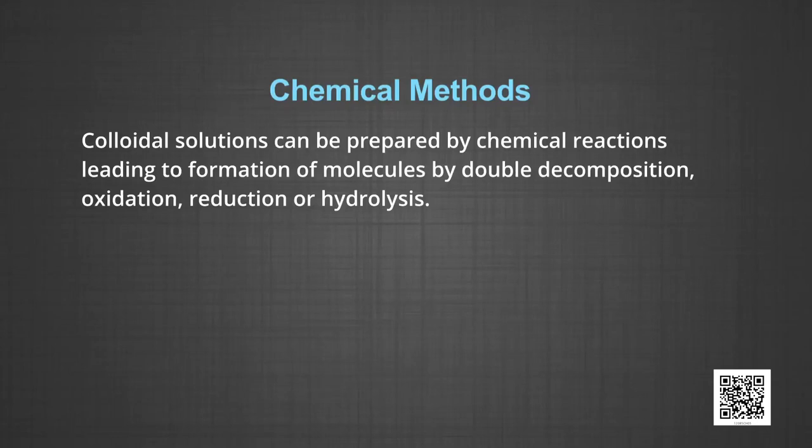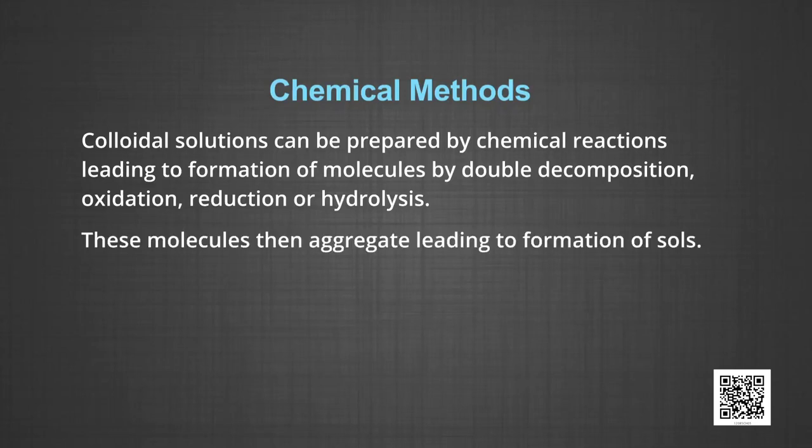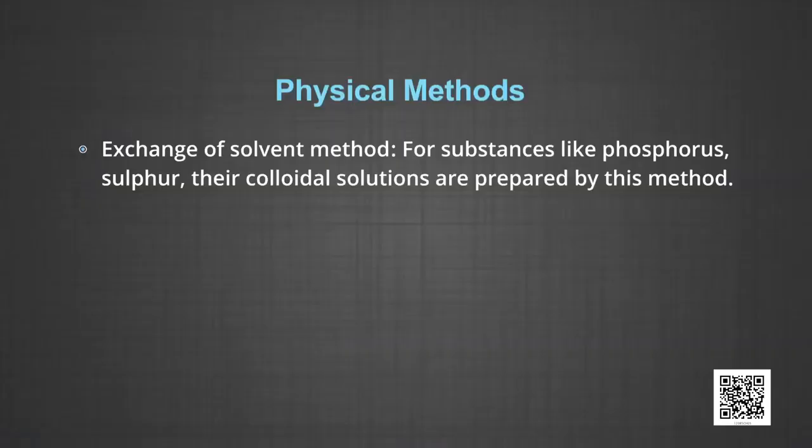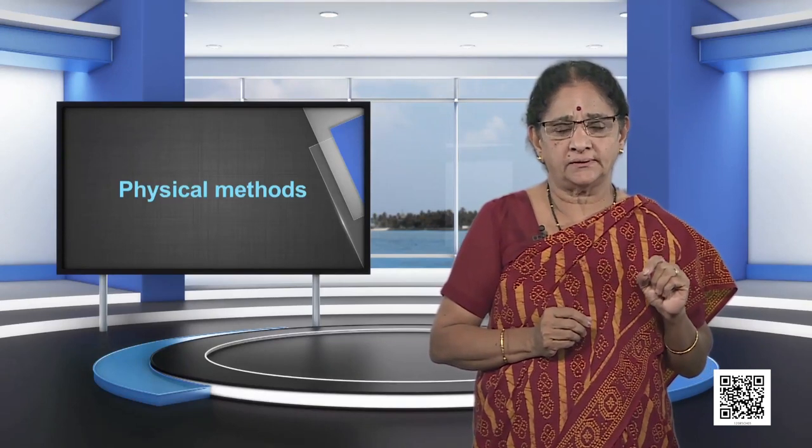In the condensation methods, colloidal size particles are formed by inducing the small atoms or molecules to aggregate together. This is done by using both chemical and physical methods. In chemical methods, colloidal solutions can be prepared by chemical reactions leading to formation of molecules by double decomposition, oxidation, reduction, or hydrolysis. These molecules then aggregate, leading to formation of sols. Now let us discuss the physical methods. Number one, exchange of solvent method. For substances like phosphorus and sulfur, their colloidal solutions are prepared by this method. They dissolve in alcohol but are insoluble in water. Colloidal sols, milky sols of these substances are prepared by pouring their alcoholic solution into a large quantity of water.